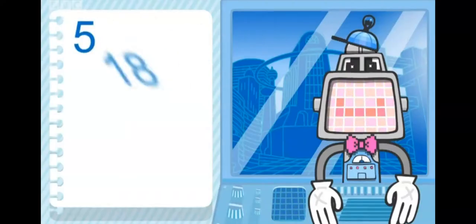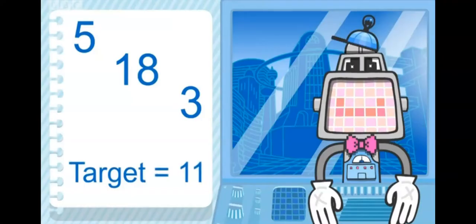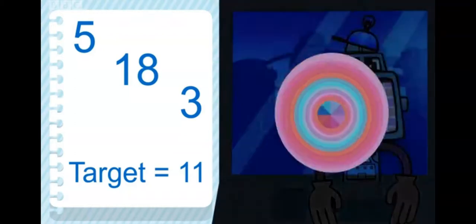5, 18, and 3. Write those numbers down. And what's the target number, Matrix? 11. Write that down too. So, now you have to try and make 11 using only the numbers 5, 18, and 3. You've got 1 minute to do it.